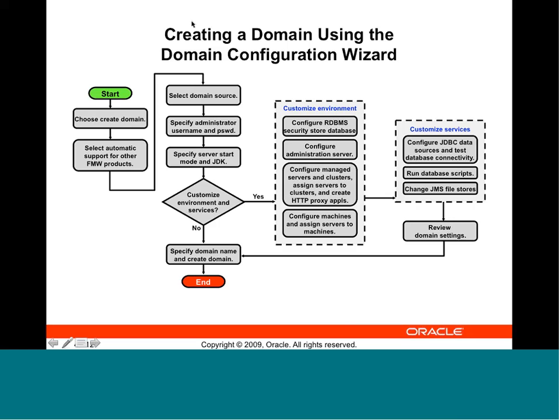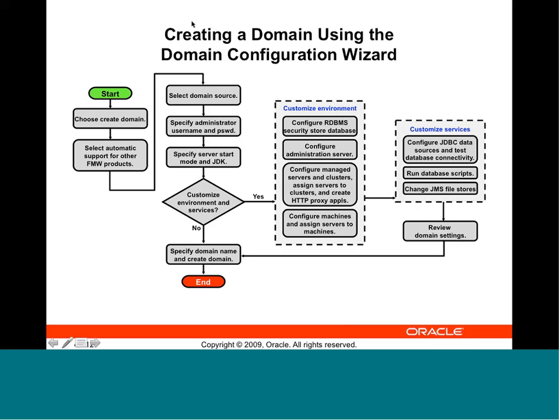Configure the database, connection pools, configure administrative server, configure managed servers and clusters, assign servers to machines, right? You can configure machines on top of which your managed server will be there. Then configure database connectivity, JMS store, review your domain settings, finalizing it, and your domain is ready along with the customized environment, right?